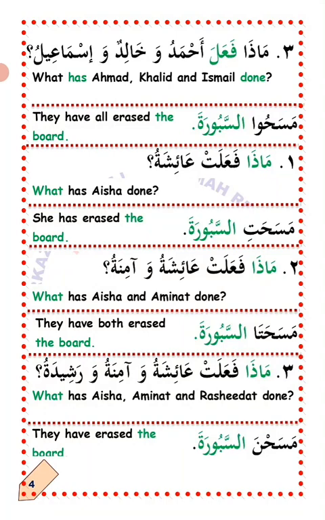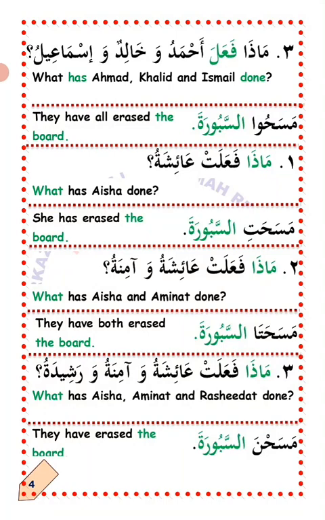Wahid, now talking about female. ماذا فعلت عائشة؟ What has Aisha done? Now the answer. Masahat saburo. She has erased the board. Ithnan, number two. ماذا فعلت عائشة وآمنة؟ What have Aisha and Amina done? Now the answer, Masahata saburo. They have both erased the board.